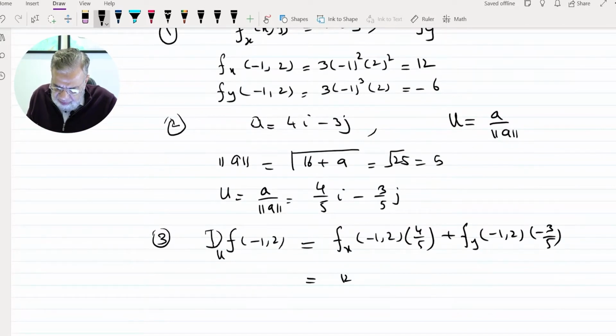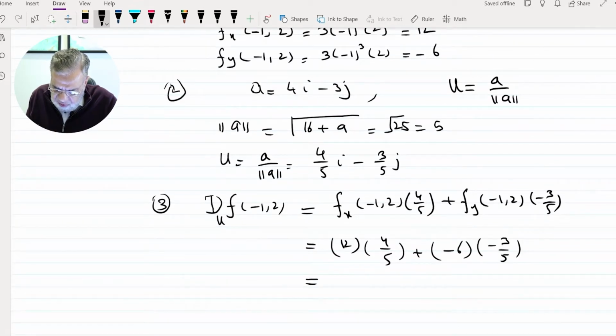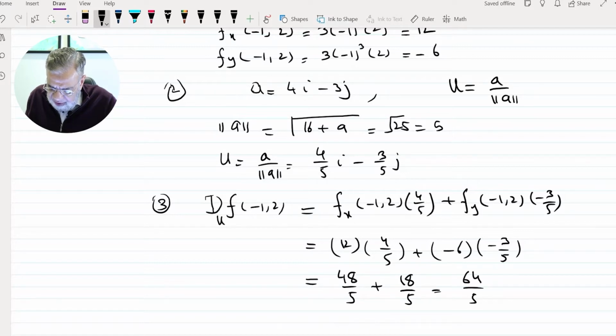So I substitute the values of the partial derivatives. That's equal to 12 times 4 over 5, then plus -6 times -3 over 5. Simplifying this, I get 48 over 5 plus 18 over 5, and that gives me 66 over 5. That's my directional derivative of the function at (-1, 2) in the direction of vector a, that's 4i minus 3j.